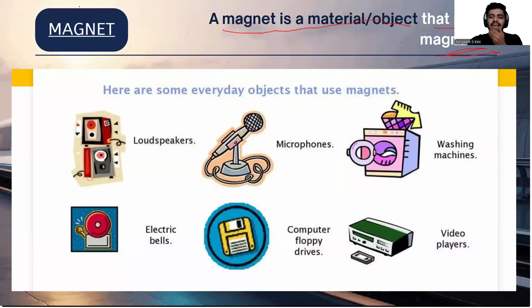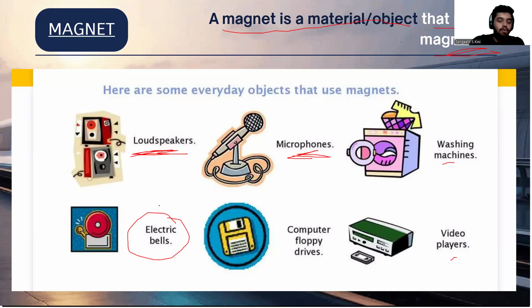Then where can we find these kinds of magnets? Magnets are our childhood friends, right? From our toys or from any motors we can find magnets. We already played with a lot of magnets from our childhood, and we already know the different shapes of magnets. So where can we find them? First, the loudspeaker. We can also find magnets in the microphone, washing machines, video players, computer floppy drives, and the electric bells in your schools.